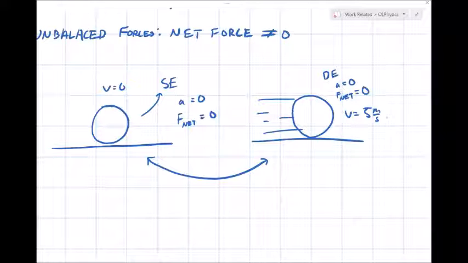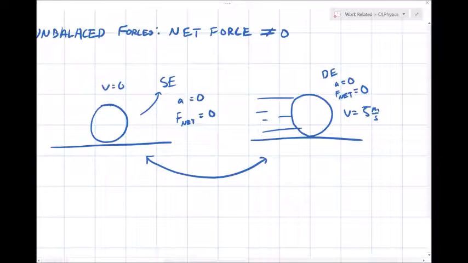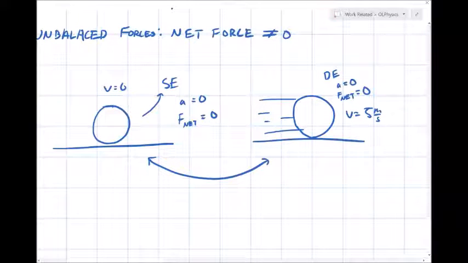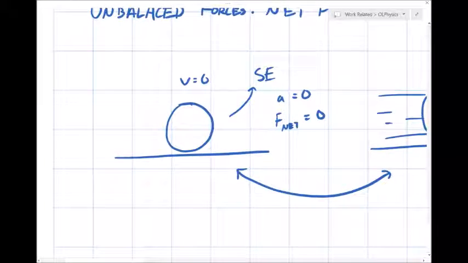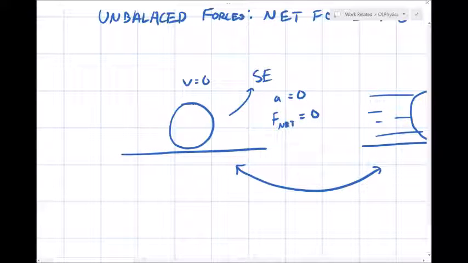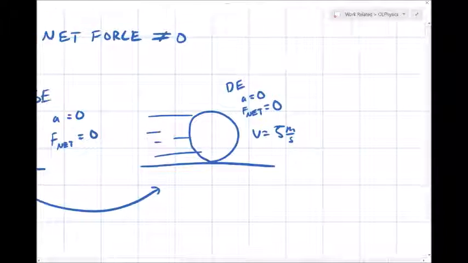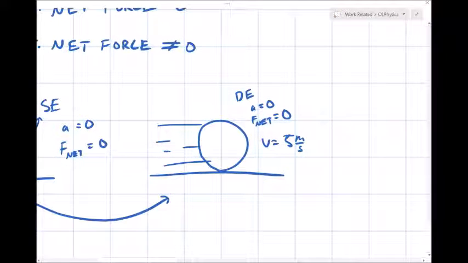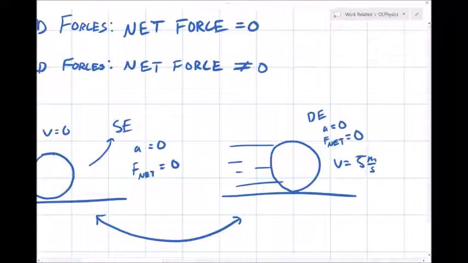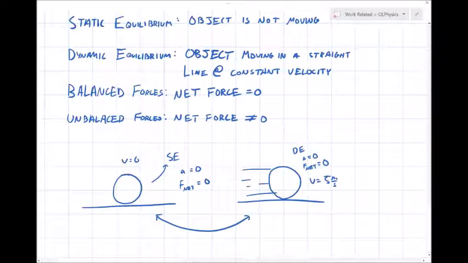I'm not going to try to trick you too much with the whole static versus dynamic, but just know at least these basic ideas. If it's in static equilibrium, acceleration and net force are 0, and the object is not moving in your frame of reference. And for dynamic equilibrium, the same conditions: acceleration is 0 and F net is 0, and it's moving in a straight line path at a constant velocity. So now we're going to look at what this means.